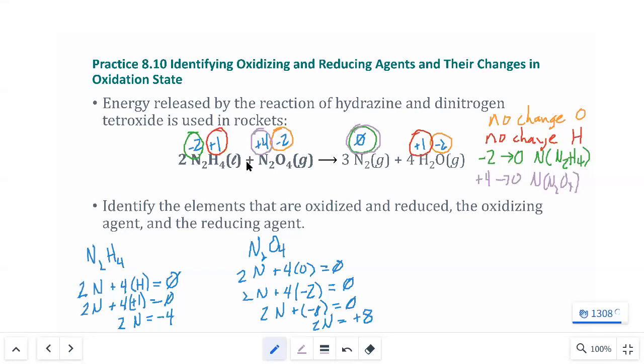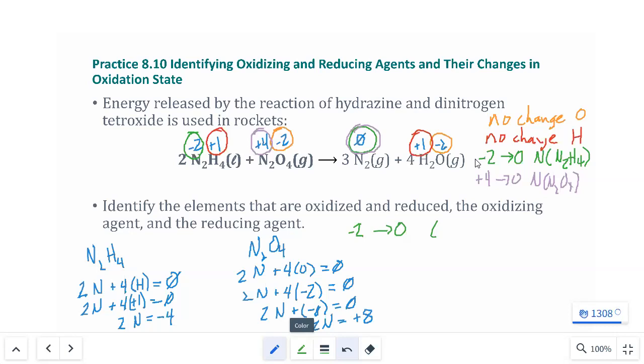So what's going on here? Well, let's take a look at the green reaction. The hydrazine nitrogen is going from a negative two state to a zero state. How would I describe that in terms of electrons? Are electrons going into the hydrazine, or are they going out of the hydrazine? Which process is this?